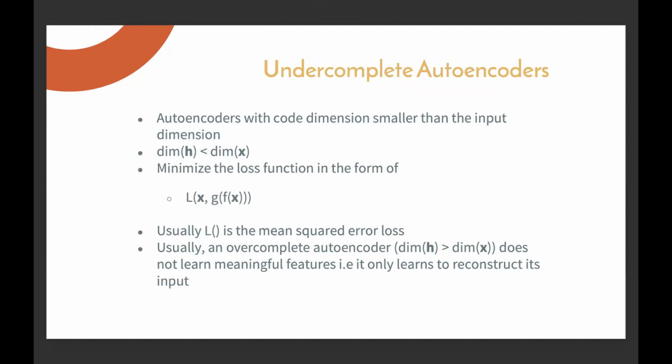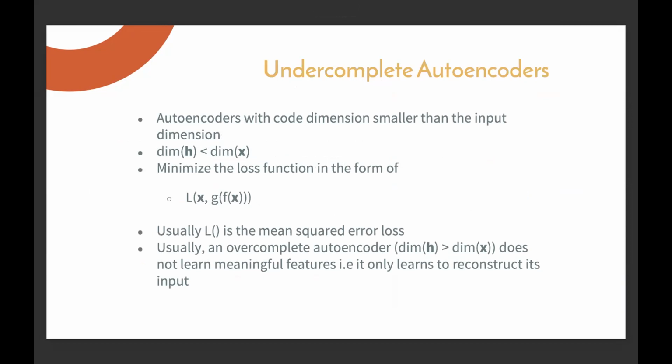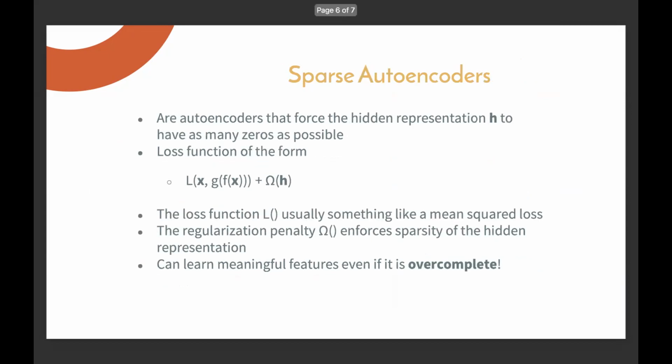Actually, usually, this complete autoencoder can reconstruct the input, but it cannot learn meaningful features in the shared space. With the overcomplete autoencoder, if we increase the dimension of h in the space, we may not learn something useful from the input. So we may want to decrease the dimension of h in the space.